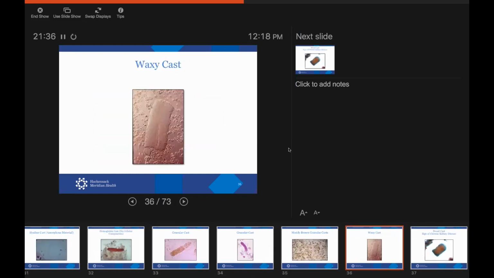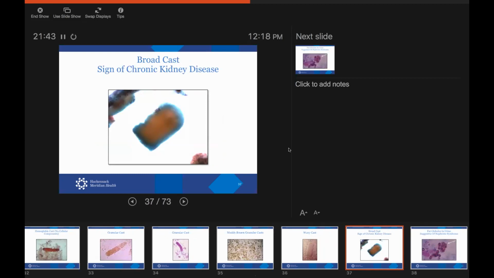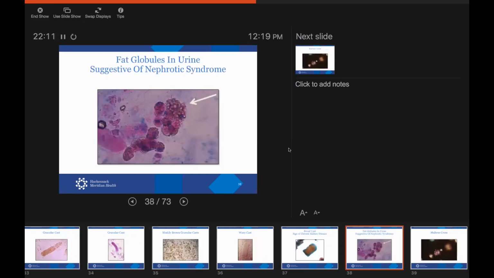Okay, a waxy cast doesn't really mean anything. It's sort of like a degradation of a granular cast. I just throw it in there. That's a broad cast. There's no cellular component. If they ever show you this for the boards, it's a broad cast, no cells in it. It's a sign of chronic renal failure. The thought is that it takes more time for the urine to flow through, and these hyaline casts become bigger and form a broad cast. So if you see broad casts for the boards or any kind of exam, it's a sign of chronic renal failure.